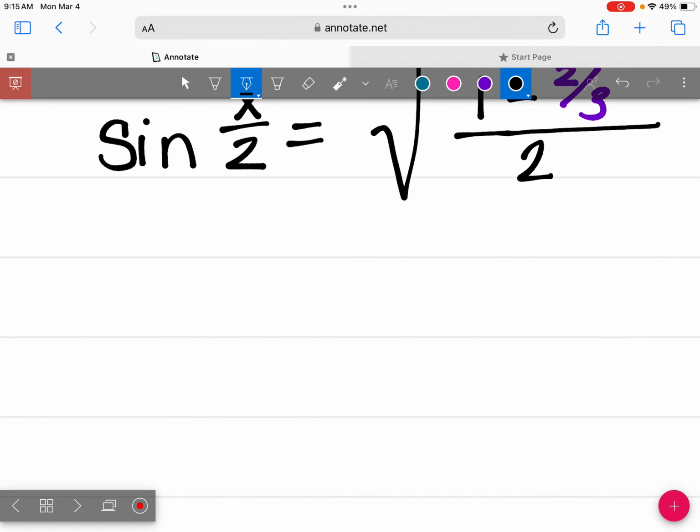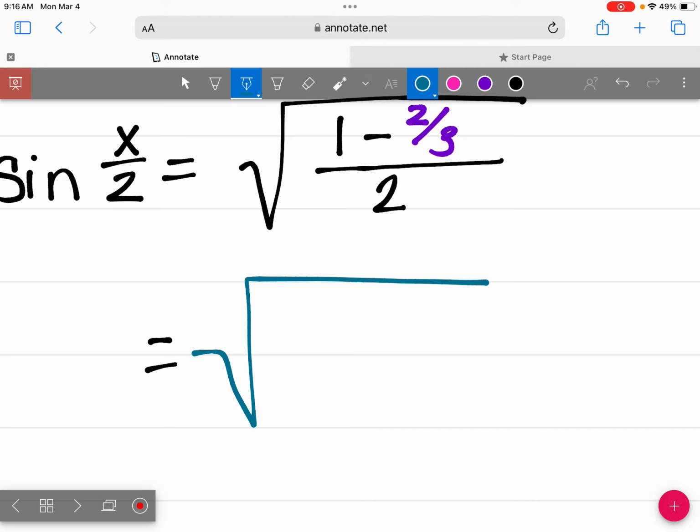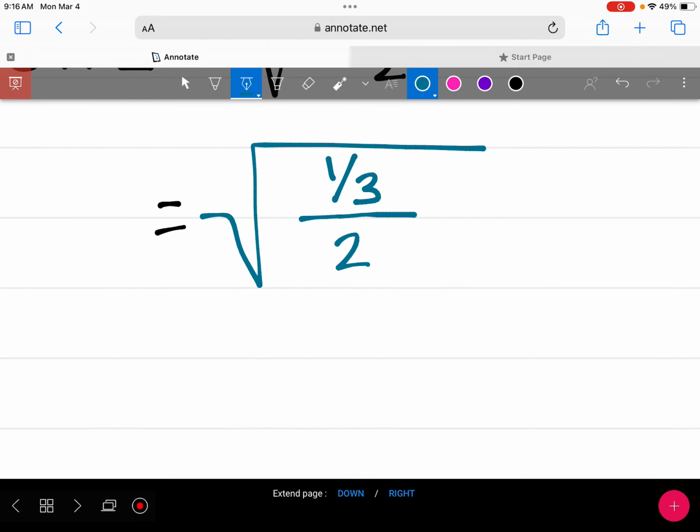So what we have to do here is simplify. What's our numerator going to be when we simplify? If I have 1 minus 2/3, 1/3. If we have 1/3 divided by 2, what do we have? 1/6. Close. Don't just turn it into a 6.